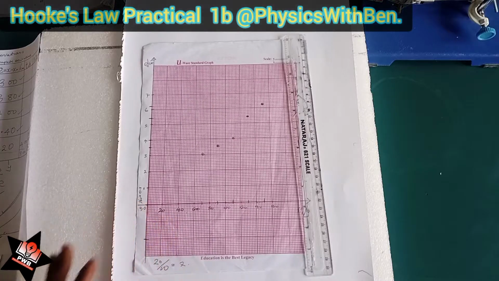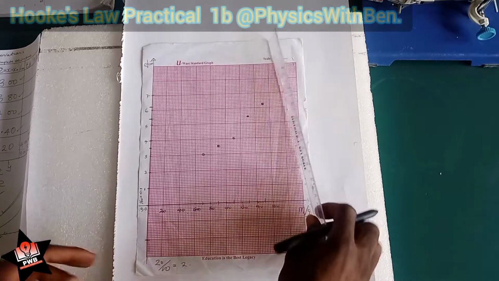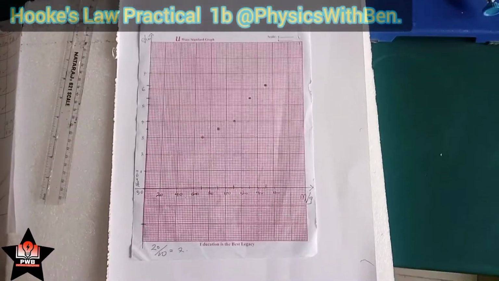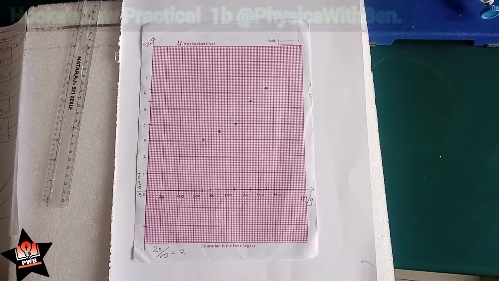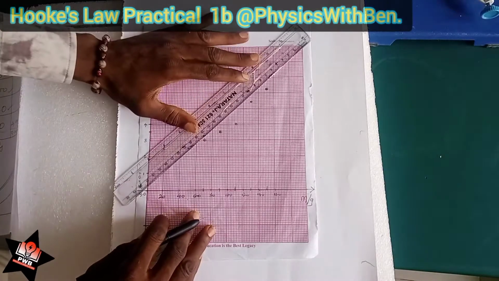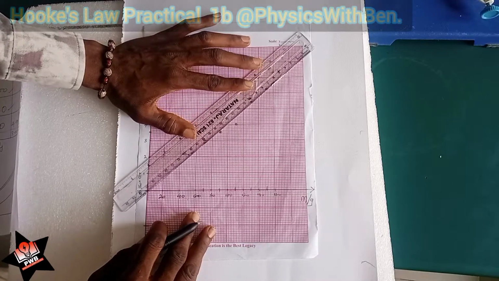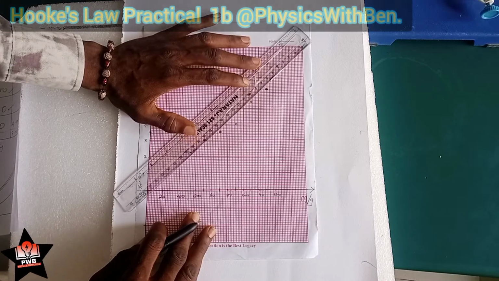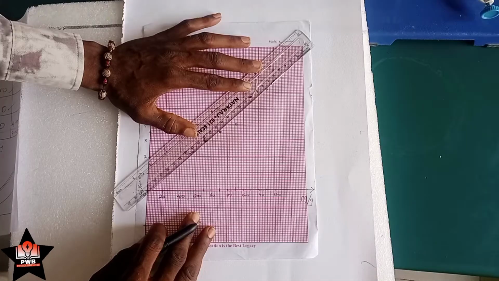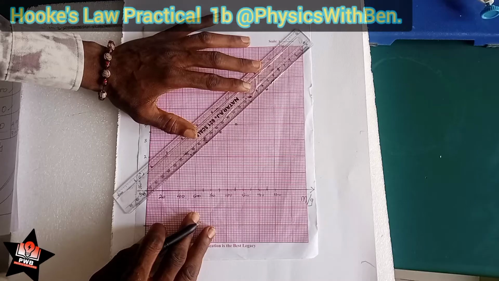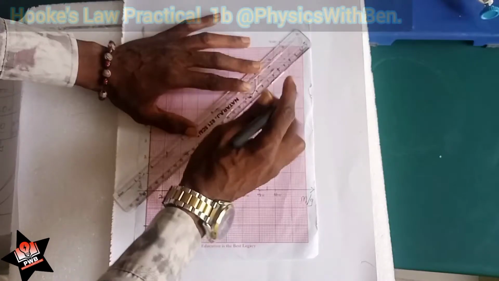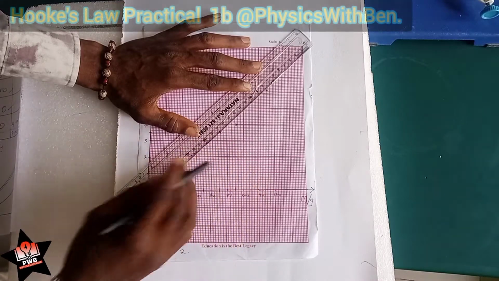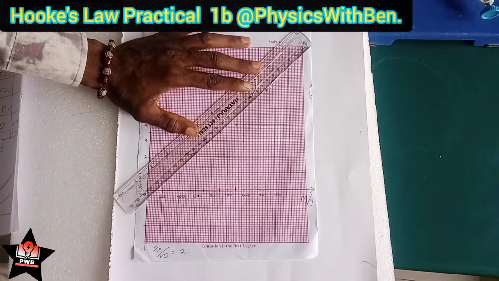So the next thing we are going to do is to draw the line of best fit. I'm going to place my ruler like this, and my ruler must touch at least 2 or 3 points. So these 3 points are good points. My ruler is able to capture these points, one here, another here, one this way, one this side. So this is the best line of best fit.